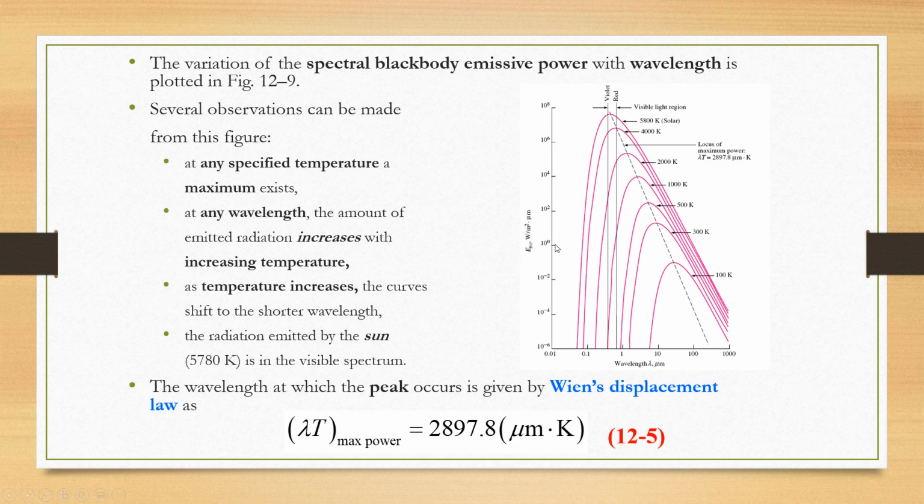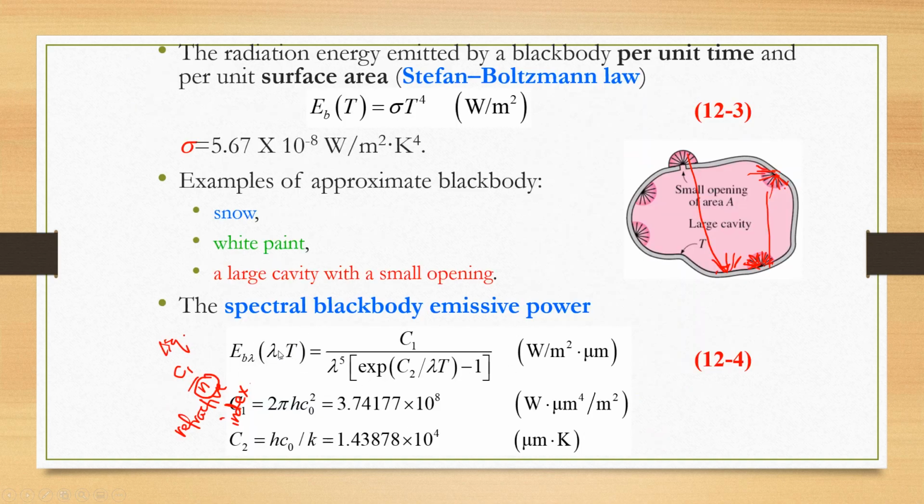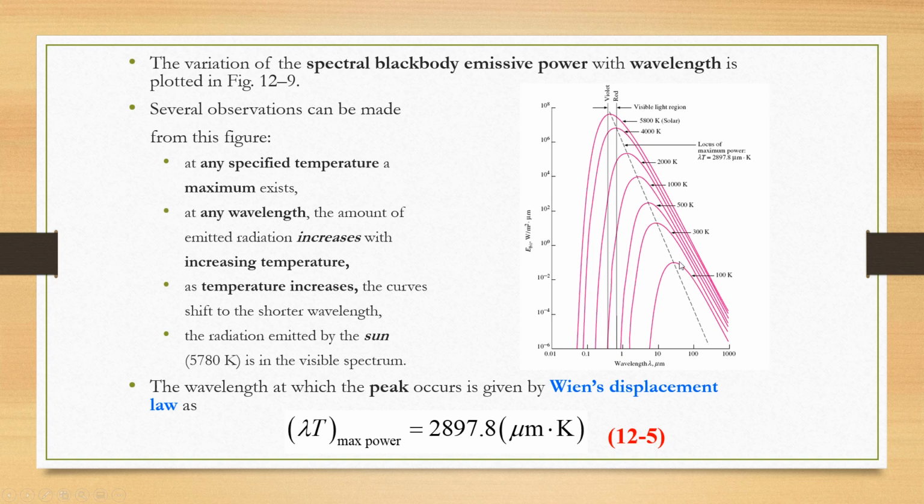We have different temperatures here, because this function depends on the temperature. So different temperatures will have different peaks or different kinds of graph. The emitted radiation is a continuous function of wavelength. As the wavelength increases up to the peak of the graph, it then reduces. At any specified temperature, it increases with wavelength, reaches a peak, and then decreases with increasing wavelength. At any wavelength, the amount of emitted radiation increases with increasing temperature.